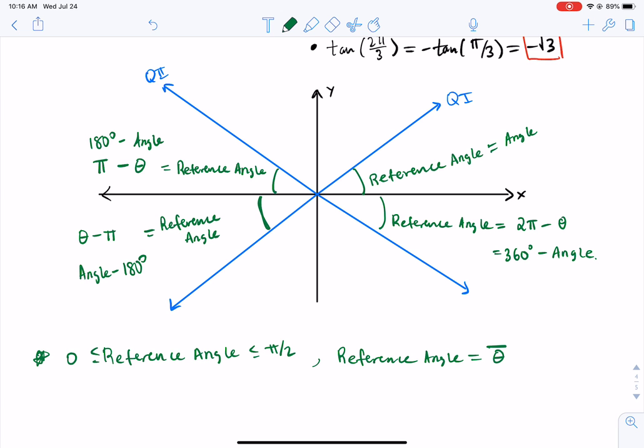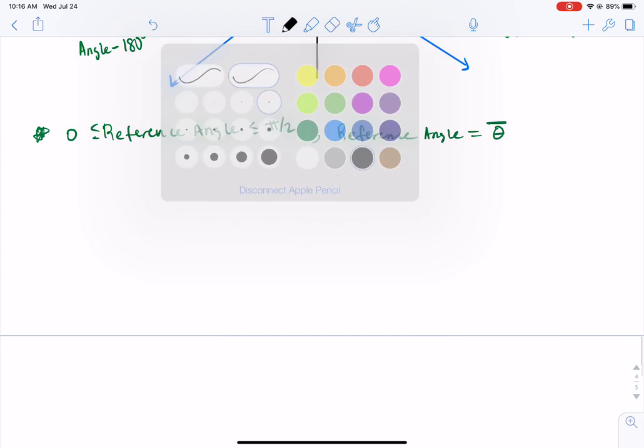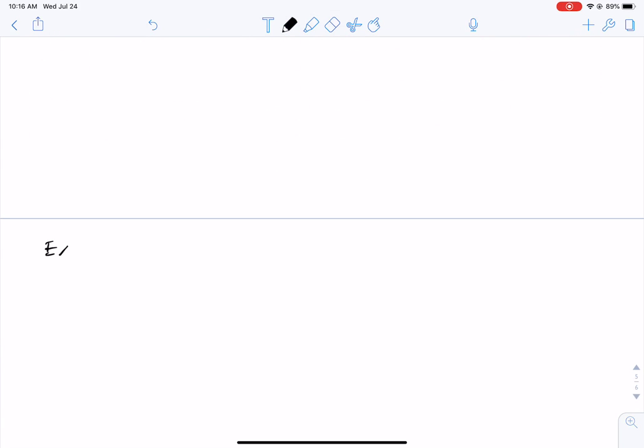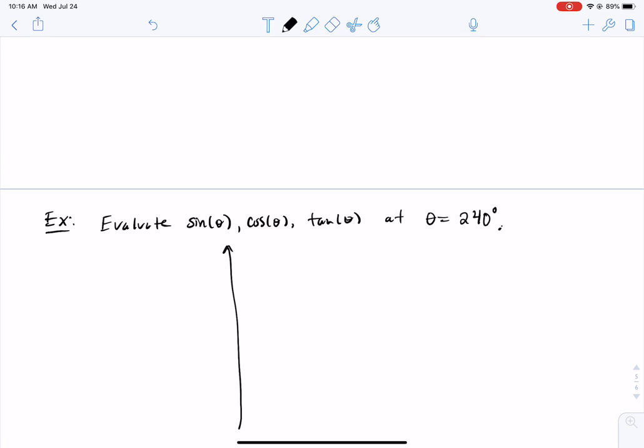So let's do another example and see how this will work. Evaluate sine theta, cosine theta, and tangent theta at theta equals 240 degrees. Theta is given to you in degrees now, so maybe it's a little easier to tell where things are. Where is this angle going to be? Third quadrant. Perfect.